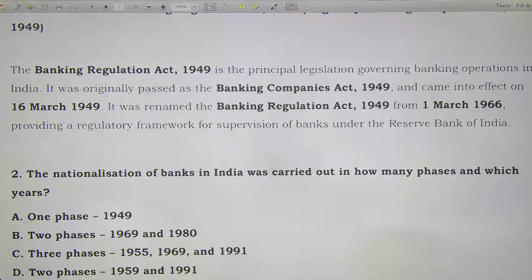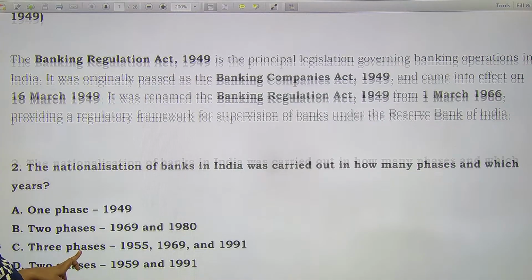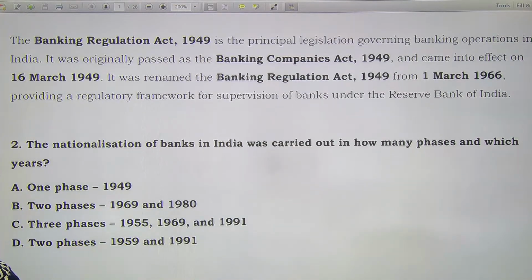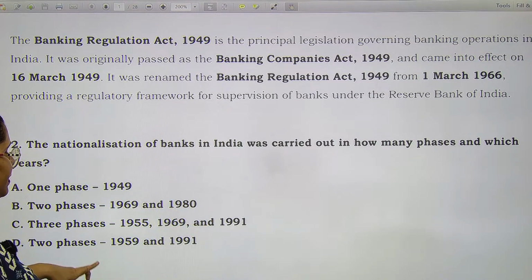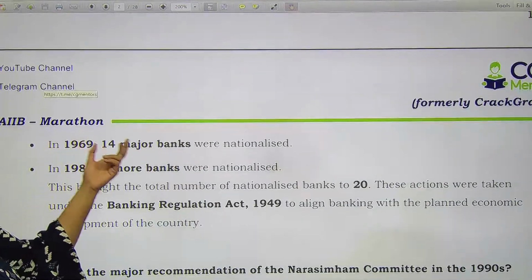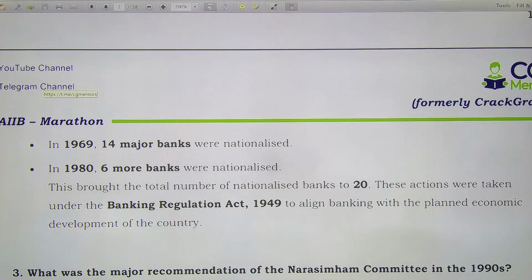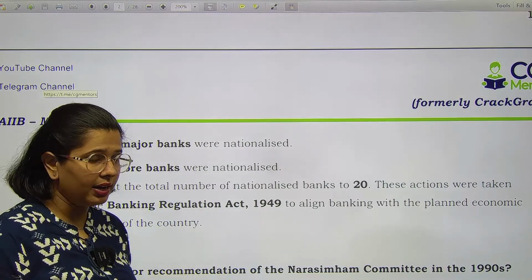Now next we have, the nationalization of banks in India was carried out in how many phases, right? And obviously in which year? So we know that it was conducted in two phases, that is 1969 and 1980, right? These were the years. Now in 1969, 14 major banks were nationalized. In 1986, more banks were nationalized, taking the total number to 20. Right now the nationalized banks are 11 in number.